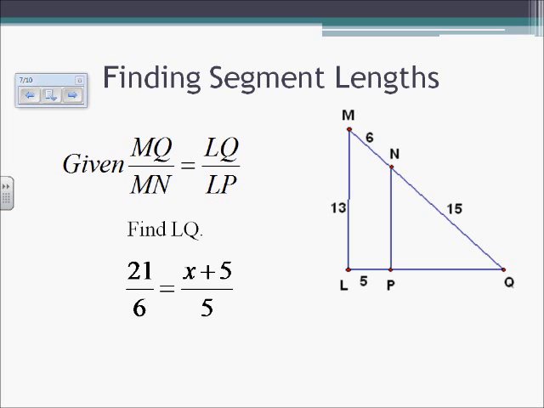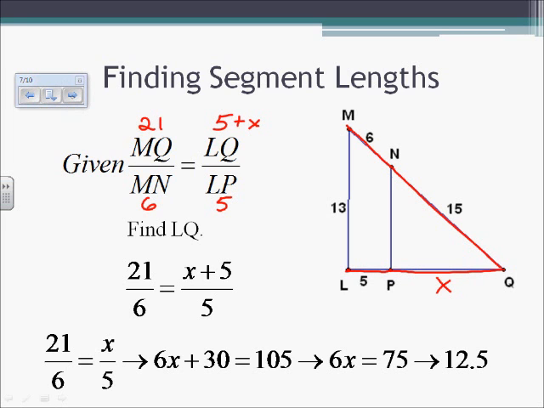Cross multiplying and solving then, I have 21 over 6 is equal to x over 5, which implies that 6x plus 30 is equal to 105. I have an error down here, this should be x plus 5. Continuing though, 6x plus 30 is equal to 105, implies that 6x is equal to 75, and dividing by 6 on both sides, I have 12.5 as the value for x.